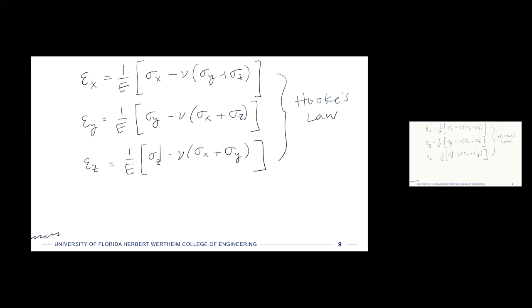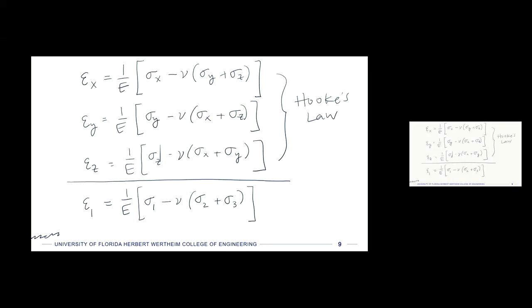Then we can rewrite these equations, right? We can say that epsilon 1 is equal to 1 over the elastic modulus times the first principal stress minus nu times the second principal stress plus the third, right? So we talked about that with Mohr's circle, where sigma 1 is always greater than sigma 2 is always greater than sigma 3.